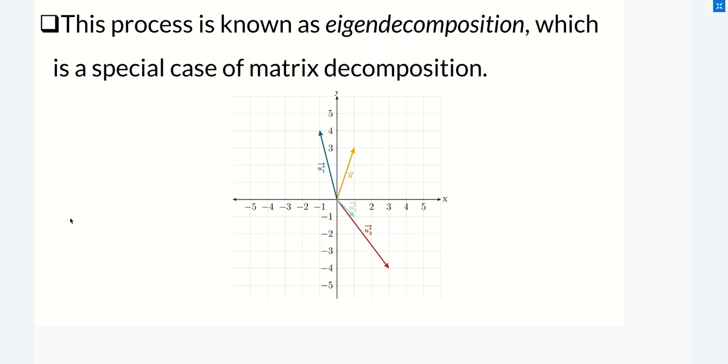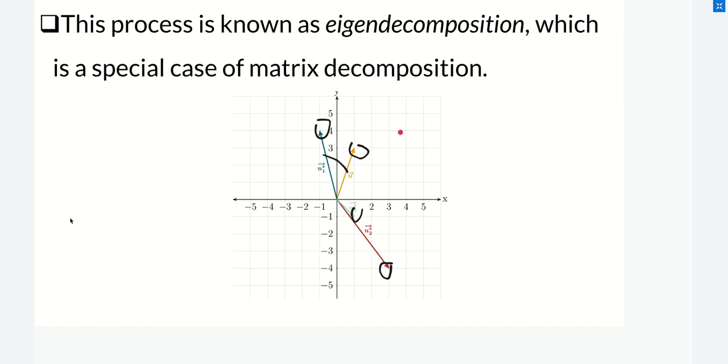So this is our matrix. First, we get to U1, where we rotate it to this place. Then we scale it to this place, then rotate it to this place. That is the geometric interpretation.